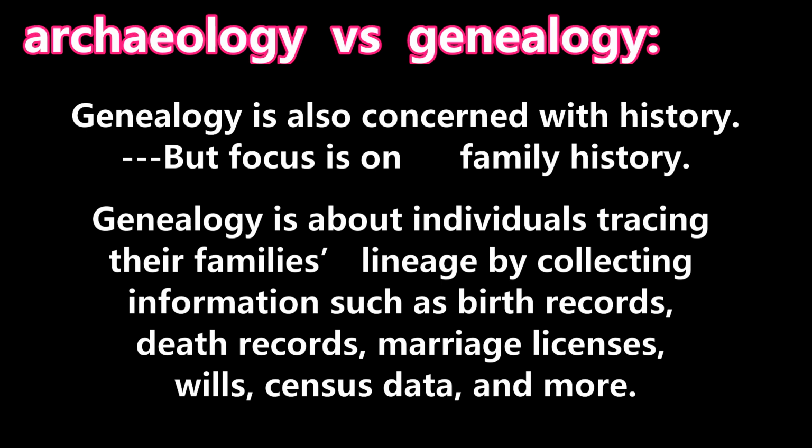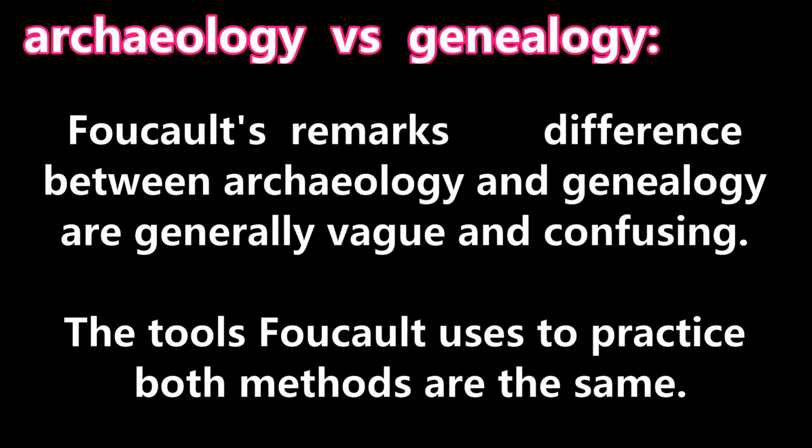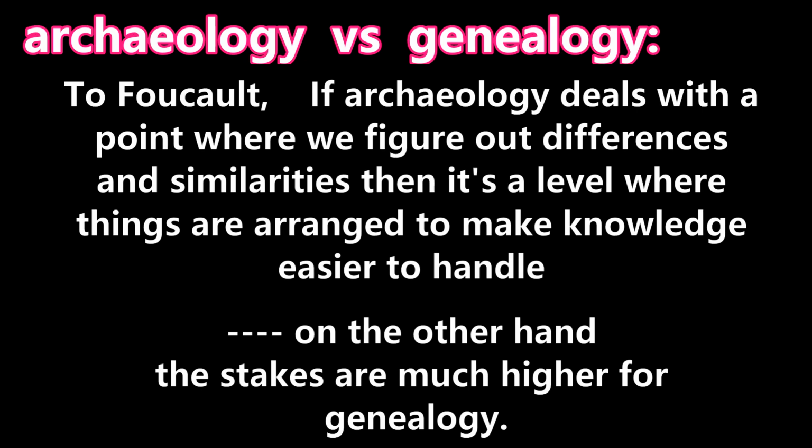Genealogy is about individuals tracing their family's lineage by collecting information such as birth records, death records, marriage licenses, wills, census data, and more. Foucault's remarks on the difference between archaeology and genealogy are generally vague and confusing. The tools Foucault uses to practice both methods are the same. To Foucault, if archaeology deals with a point where we figure out differences and similarities, then it is a level where things are arranged to make knowledge easier to handle.